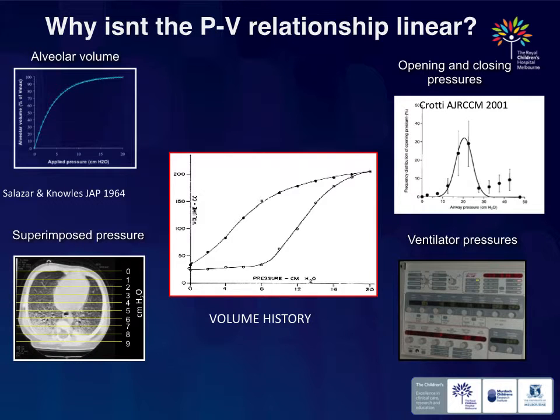The loop is not linear. So the pressure-volume relationship, the relationship between pressure and subsequent lung volume, is not linear. The way the lung inflates is different from the way the lung deflates. And do you know what this concept's called? Hysteresis. Excellent. So hysteresis tells us about the mechanical properties of the system.